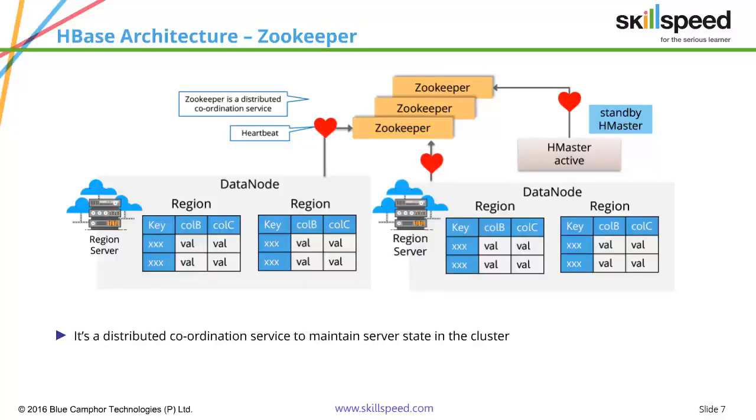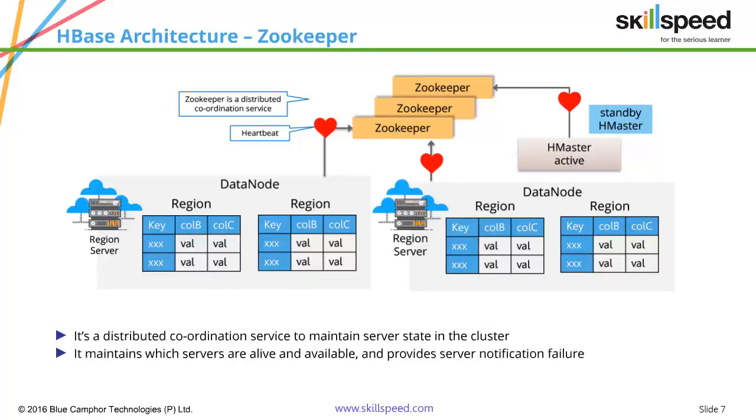Now let me restate this. HBase uses Zookeeper as a distributed coordination service to maintain server states in the cluster. Zookeeper maintains which servers are alive and available and provides server failure notification. Now a little bit more on Zookeeper. As in HBase, Zookeeper clusters run on commodity servers. Each server runs a single Zookeeper service, and one Zookeeper service is nominated as the leader, and the rest of the Zookeeper servers are followers.